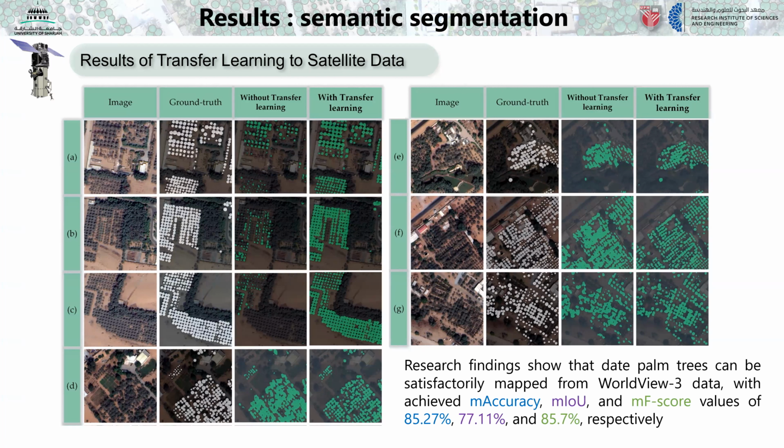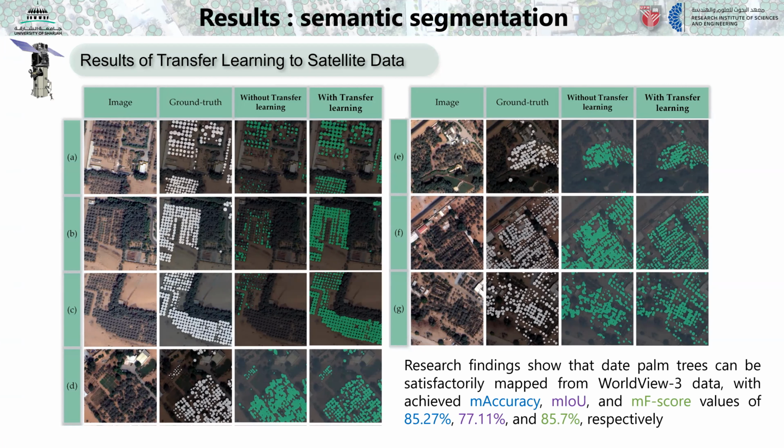This is the WorldView 3 satellite data set with 30 centimeter spatial resolution. So we can see the model delineated, to some extent, date palm trees, even though it did not see this data, a different kind of data set, thanks to the representational power of transformers.